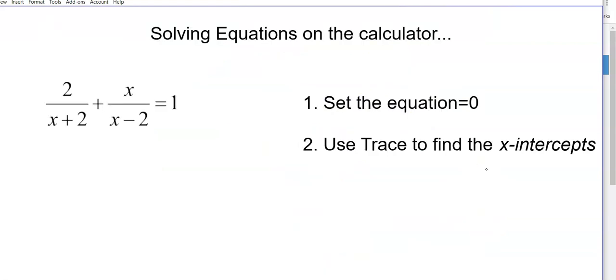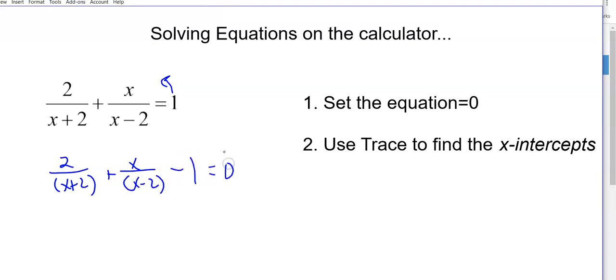Solving in the calculator. So this is not too bad. You've got to set the equation equal to 0, so you've got to move that 1 over to the other side. So I'll have 2 over (x plus 2). Again, I usually write things in parentheses when it's a binomial in a fraction. So (x minus 2) minus 1 equals 0. So I just subtracted 1 from both sides.